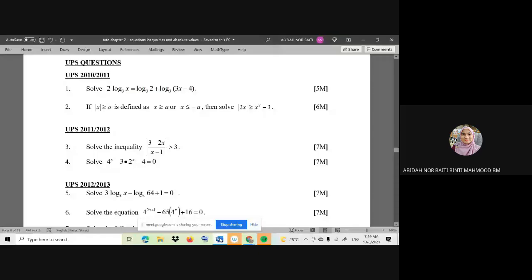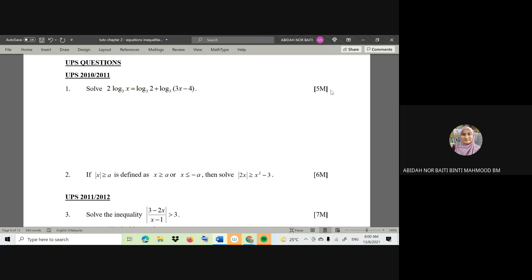Sore ni kita akan bincang UPS and PSPM question for chapter 2 ya. Okay, so tengok UPS question 1. This is log question with same base. Okay, question 1, log question with same base.